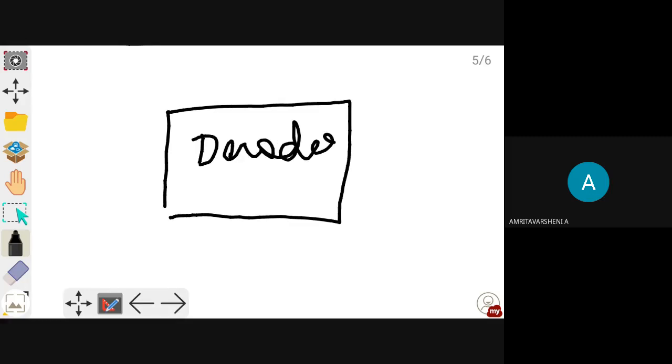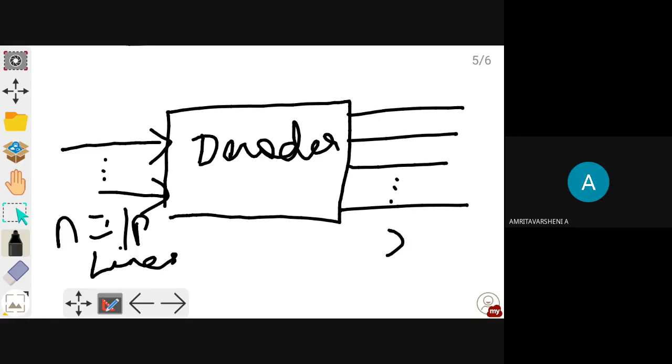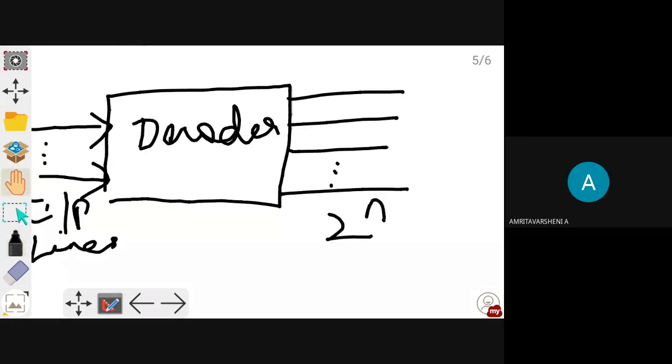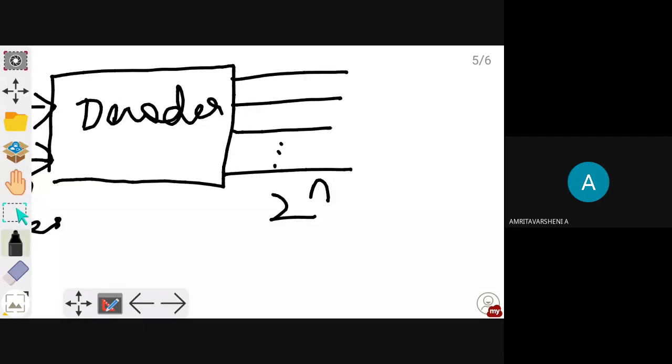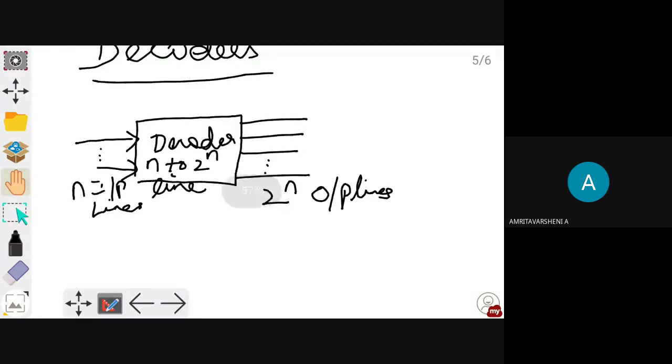So you have n input lines, and you can get 2 power n output lines. So this decoder can be denoted as n to 2 power n line decoder. So this is the block diagram of decoder. Decoder is used to generate 2 power n unique output lines from the n input lines.